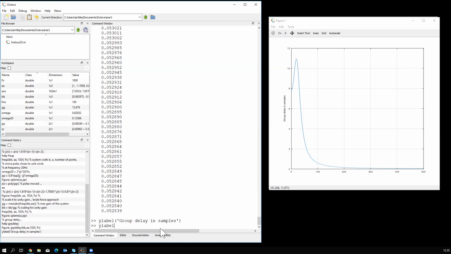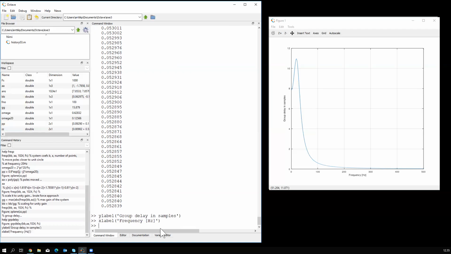Y label, X label. That's the frequency, in hertz. Okay, so we can see that on the passband we have 8 to around 11 samples time delay. So 8 to 11 millisecond time delay for different frequency components in that range.